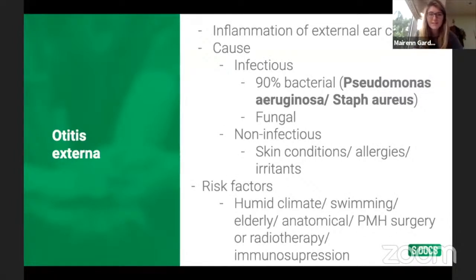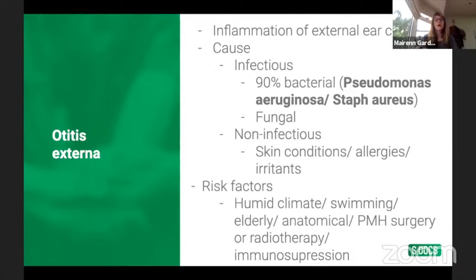And moving on to otitis externa. So otitis externa is inflammation of the external ear canal. It's caused mainly by bacteria, so Pseudomonas or Staph aureus, but it can also be fungal. So if it's fungal, it's most likely to be Candida or Aspergillus, but this isn't very common. It can also be non-infectious. Skin conditions can predispose to this, so eczema, acne, or dermatitis, but also allergies and irritants might cause otitis externa.